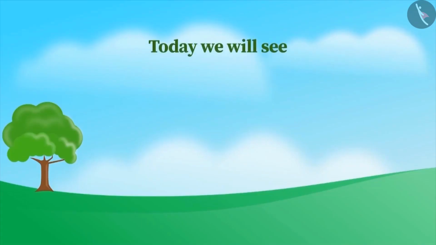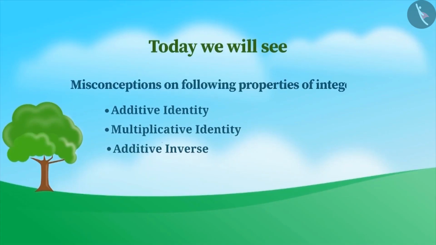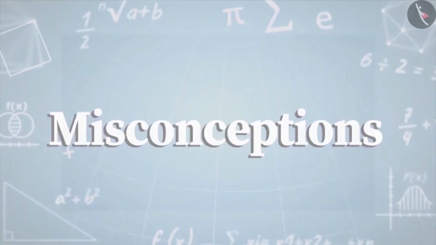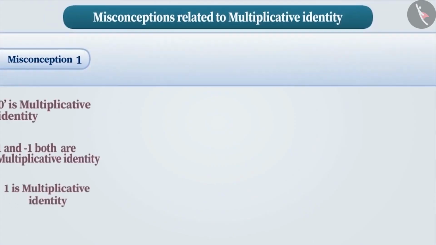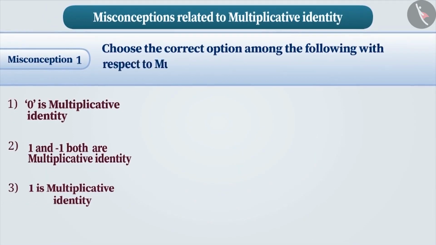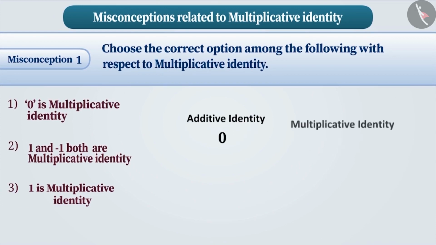Today, we will see the misconceptions on the following properties of integers: additive identity, multiplicative identity, and additive inverse. Choose the correct option from the following with respect to multiplicative identity. Sometimes students get confused between the concepts of additive identity and multiplicative identity. Due to this confusion, 0 is considered as multiplicative identity and 1 is considered as additive identity. This is an incorrect understanding. Therefore, option 1 is an incorrect answer.